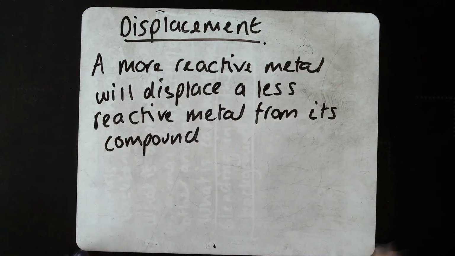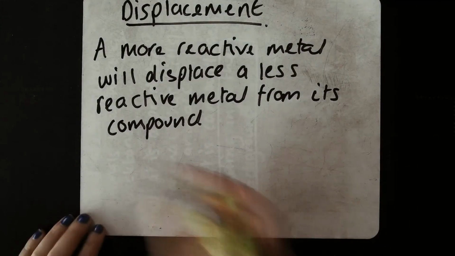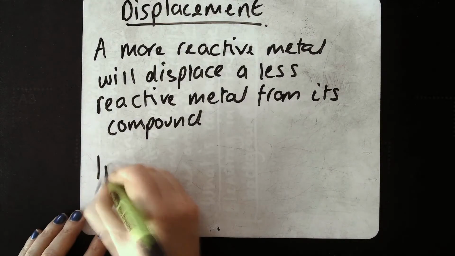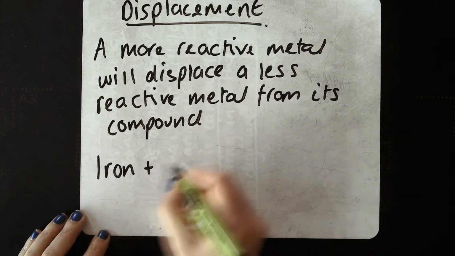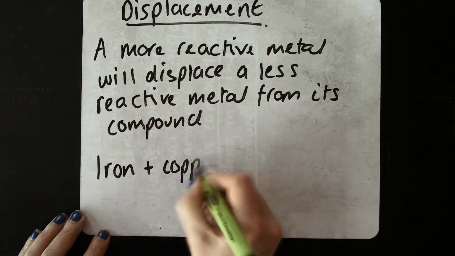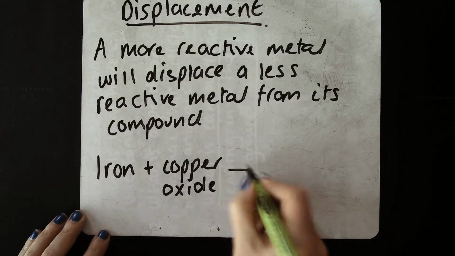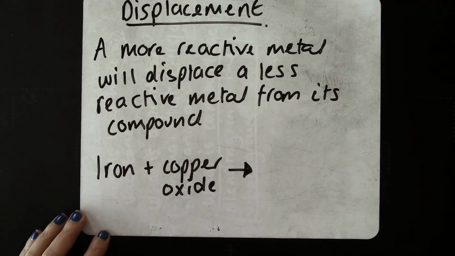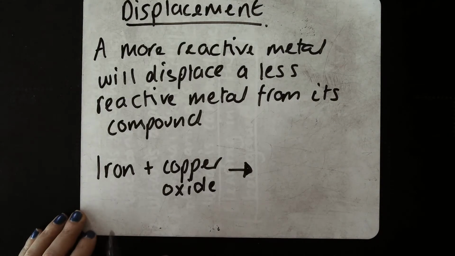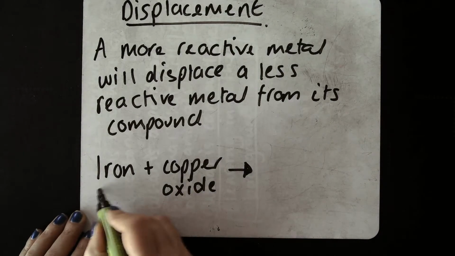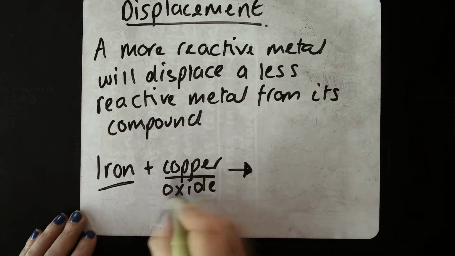So the example we can look at is iron and copper oxide. You only pay attention to the metals in the reaction. So iron plus copper oxide, what will happen? We only pay attention to the metals. So we've got iron and we've got copper.